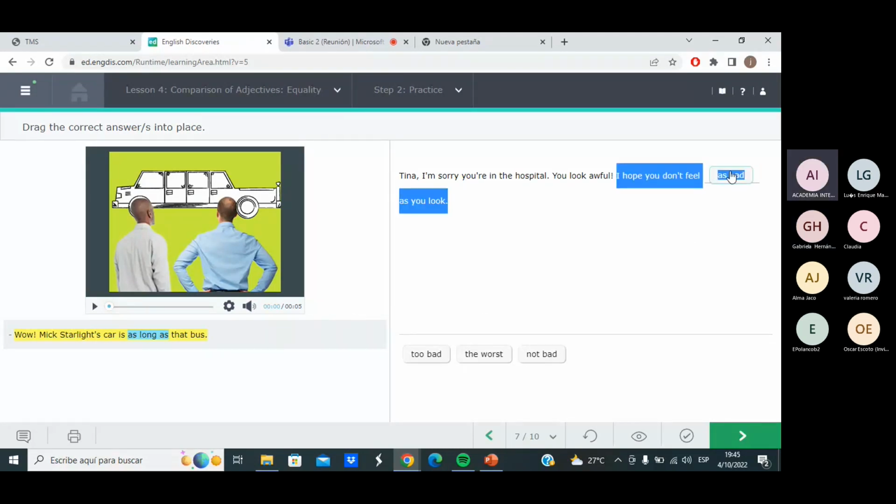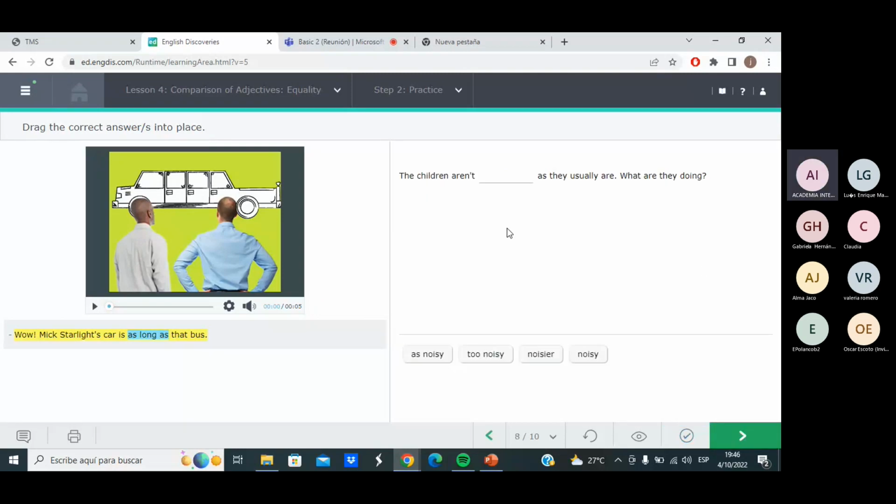Yeah, makes sense. It's like, Tina, I'm sorry you're in the hospital. You look awful. I hope you don't feel as bad as you look. Espero que no te sientas tan mal como luces, ¿verdad? I hope you don't feel as bad as you look. Porque no pueden ser estas. No, no.